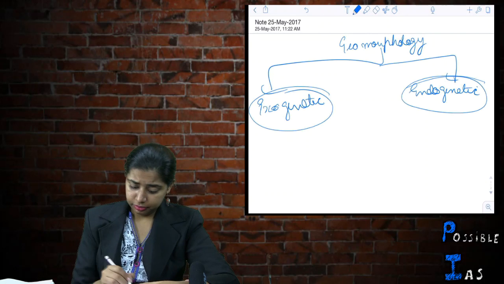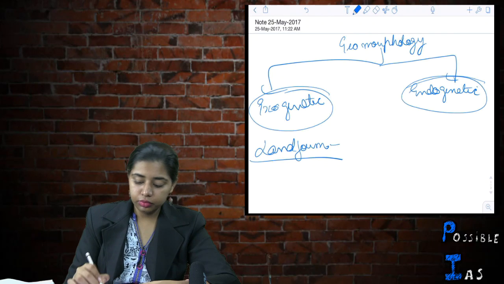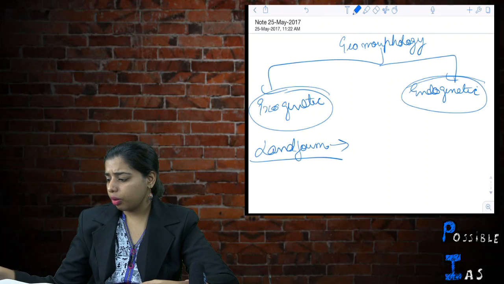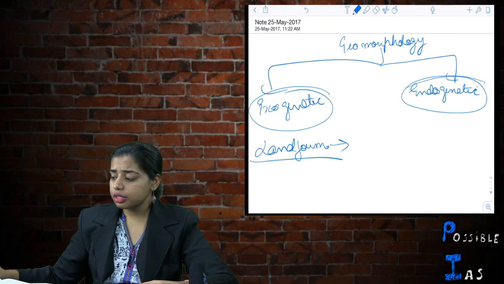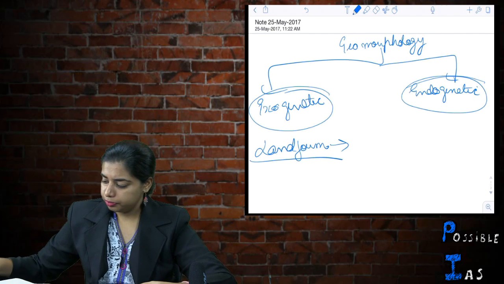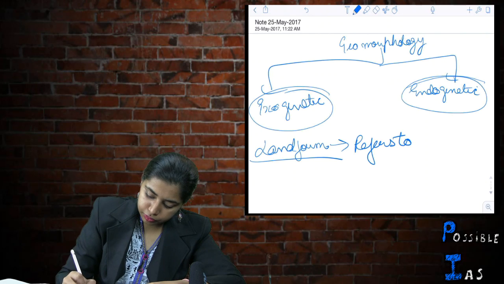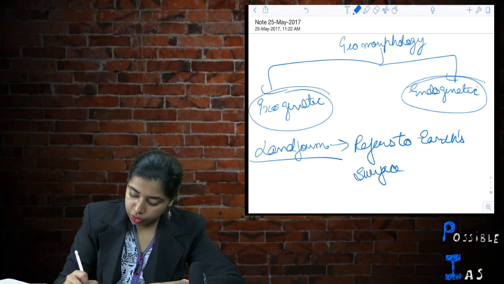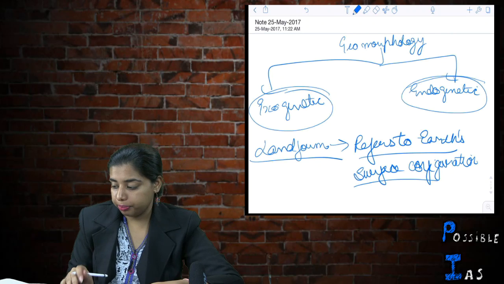Okay, so what is a landform? Landform is basically the features which are found on the earth. So what can be a landform? A landform can be a mountain, it can be a lake, okay? It refers to the earth's surface configuration. So what is a landform? It refers to the earth's surface configuration. Okay, so this is known as a landform.